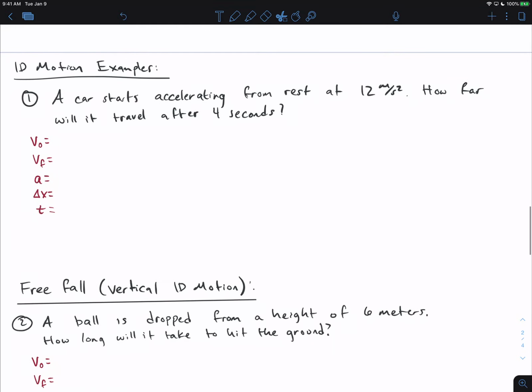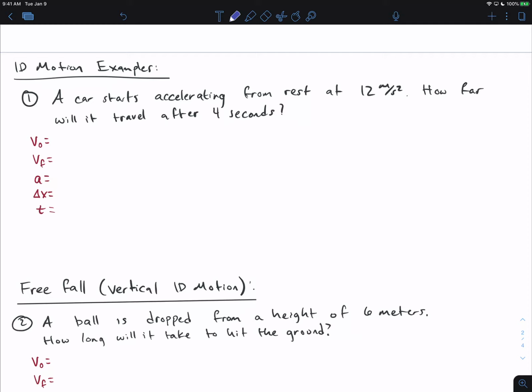So here I have an example of horizontal motion, and this is also going to help us to establish how exactly we solve any type of problem in physics, right? This is the breakdown of how it works, no matter what type of problem it is. First, the first thing I do anytime I have a question is I'll read through it and I will draw a picture, okay? So I have a car starts accelerating from rest at 12 meters per second squared, okay? How far will it travel after 4 seconds?